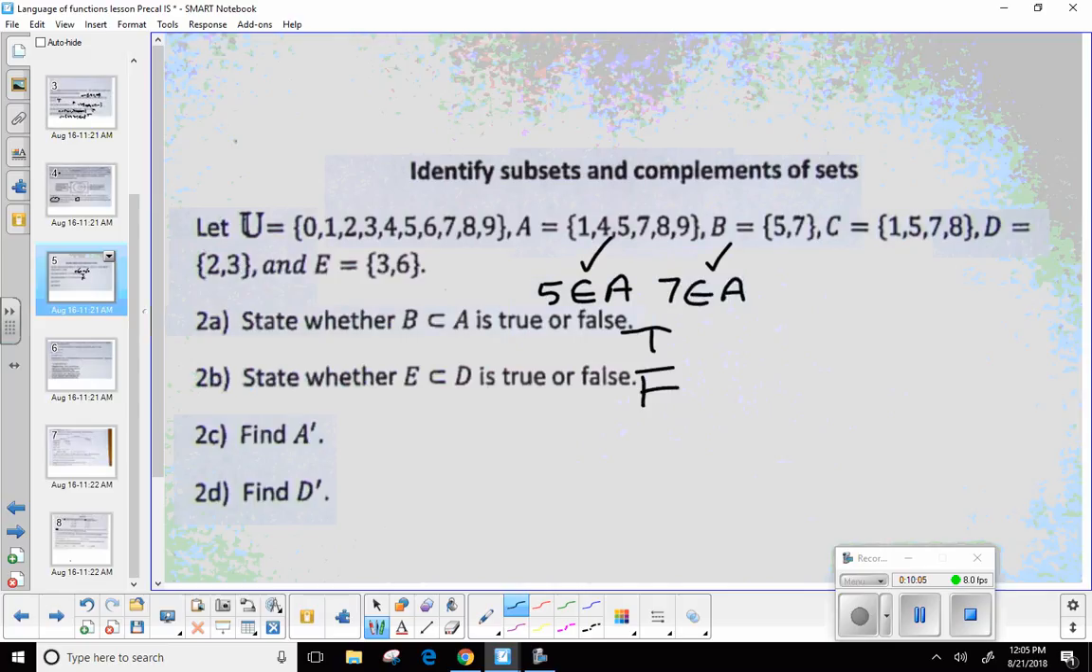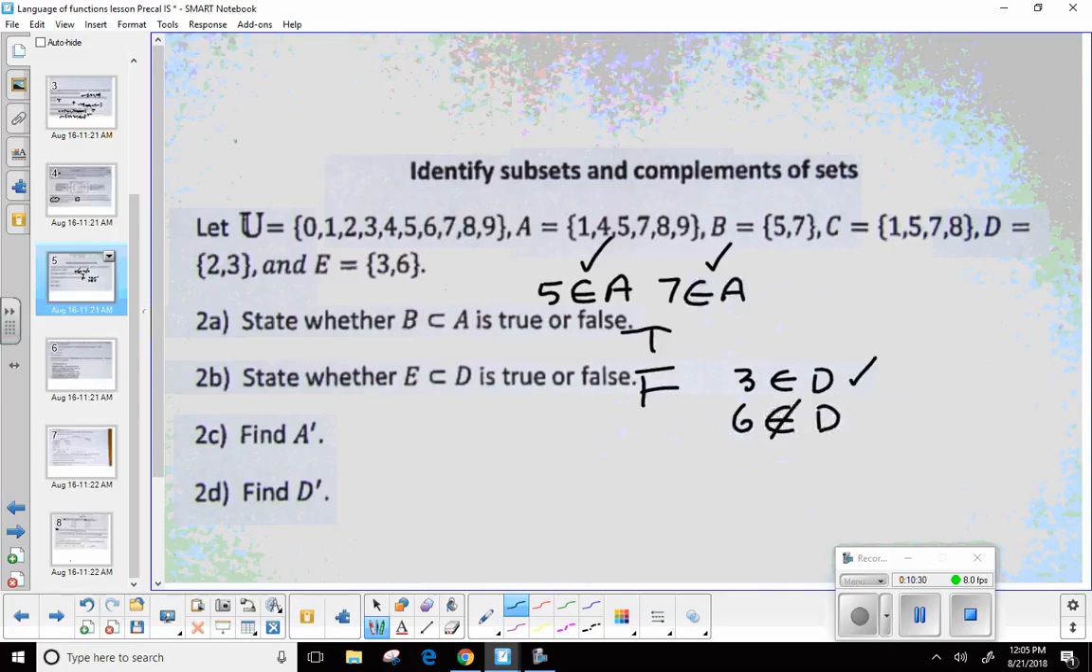Did anybody want me to go ahead and write it out like I did the previous one with the belonging to symbol? Okay. So we can say that 3 does belong to D. That's a true statement. But 6 does not belong to D. Because we have one element of E that doesn't belong to D, I can't say it's a subset. We don't have that group within a group.